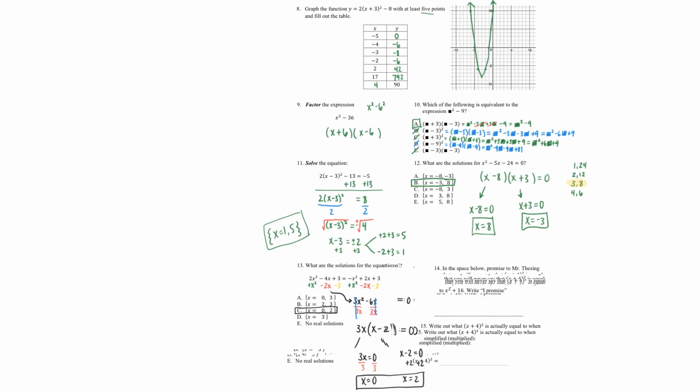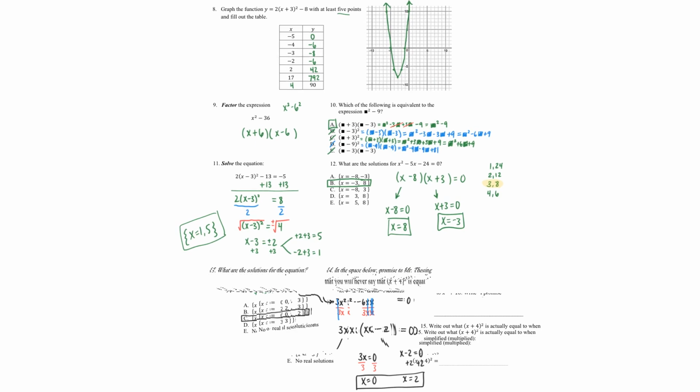All right, and then number 14, which I thought was a funny problem. Many of you did not find it as funny as I did. So 14 said, promise, Mr. Thiesing, that you will never say that x plus 4 squared is equal to x squared plus 16. So hopefully on this you wrote, I promise. Although one person out of all my classes actually wrote x squared plus 16 down here, and I about burned the paper. I was like, what? You just promised. You said you would not do that.